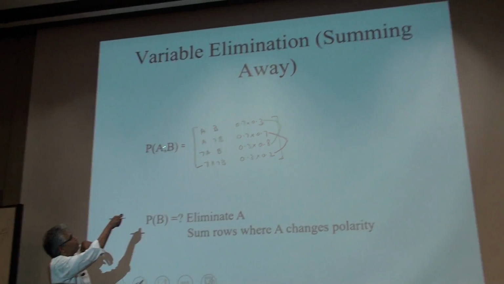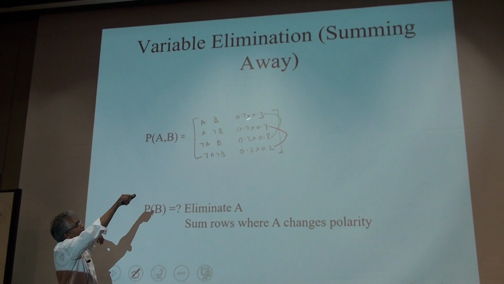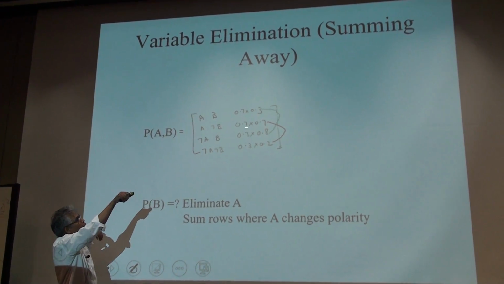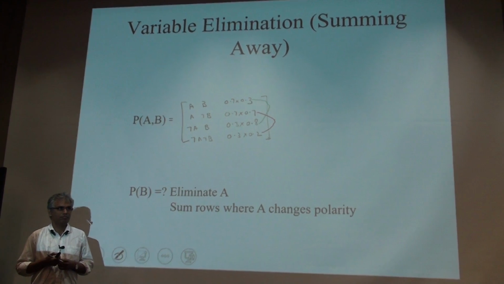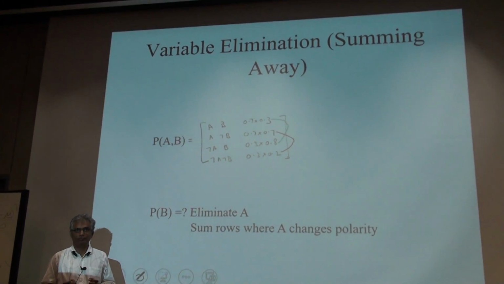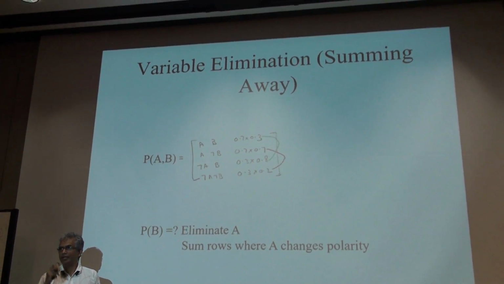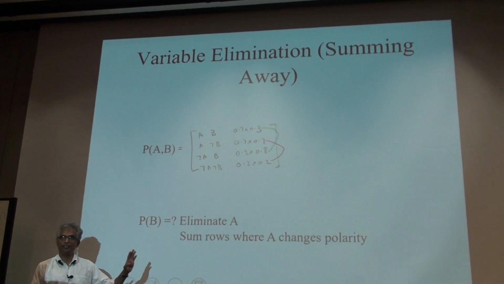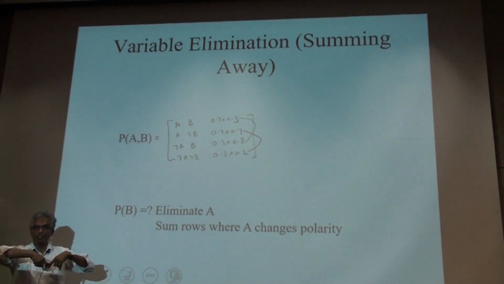Basically, if I want to take P of A, B, and I want to eliminate B, then I essentially collapse them by adding up the rows where A has the same value. That's it. So I did two things. One is I told you about factors, and I told you about multiplying factors. I also told you about eliminating variables from the factors directly.